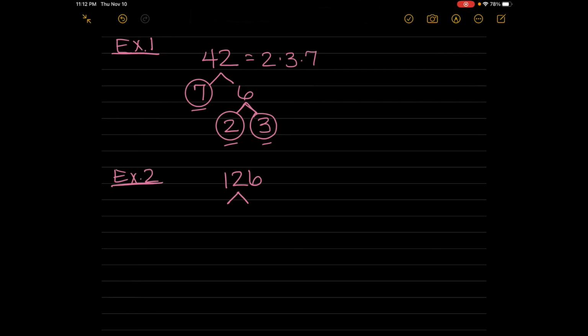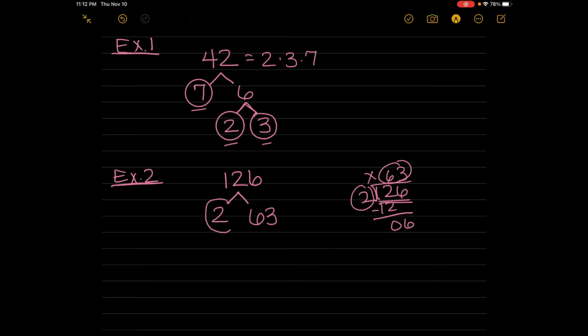It ends with 6. So an even number can be divided by 2. Well, if I want to find the other factor, then I would divide by 2 just off to the side. Just make yourself a little scratch paper. And that's 63. So on this side, I'm going to have 2, and on this side, I'm going to have 63. 2 times 63 is going to equal that 126.